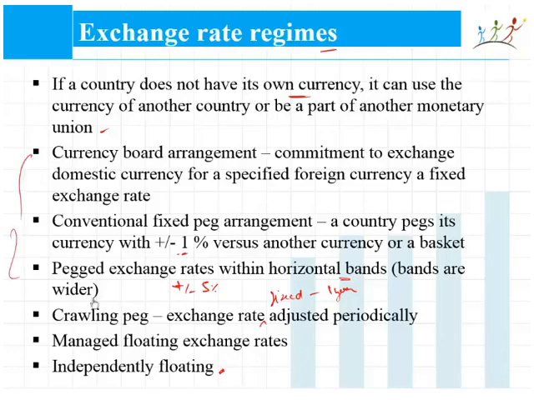So in the first four pegged arrangements, what happens actually is that the central bank or the government intervenes so as to balance the demand and supply. So if the demand is too high and the currency is appreciating, the government will come and sell the currency to maintain that peg. If the demand is weak and the currency is depreciating, the government will come and buy the currency so as to again keep the currency within a range.